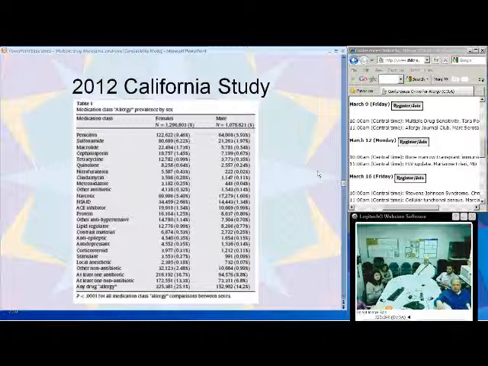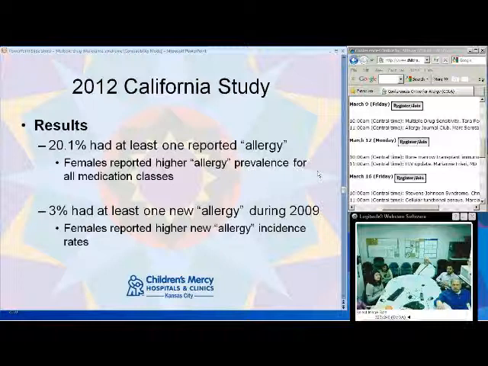And I think I talked about this here. So what they found for prevalence was 20.1% had at least one reported allergy. And again, allergy is kind of a broad term, that's in quotations. And females reported higher allergy prevalence for all medication classes. And then 3% had at least one new allergy during 2009. And females, again, reported higher new allergy incidence rates.